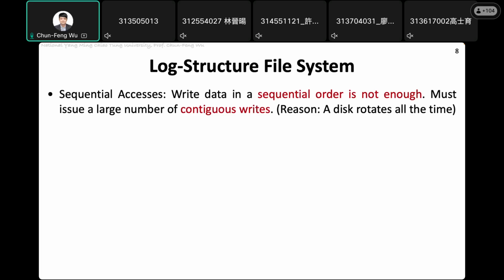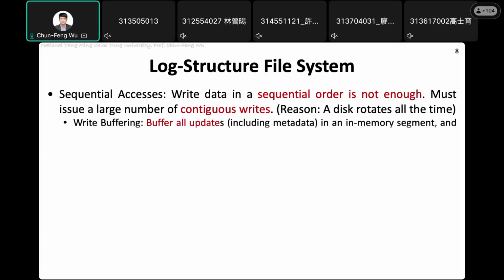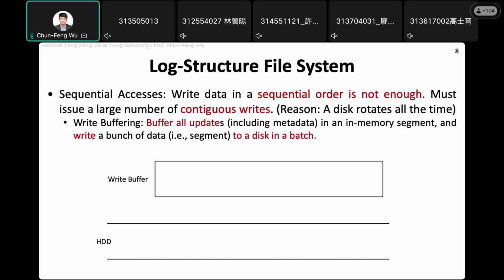Okay. So for sequential access, maybe you think writing data in sequential order is enough, right? Maybe you think we write the whole file and pass it to Linux together, so they will probably be stored in sequential order. But it is not like this, because there is a write buffer. Let's take an example, so there is a write buffer.